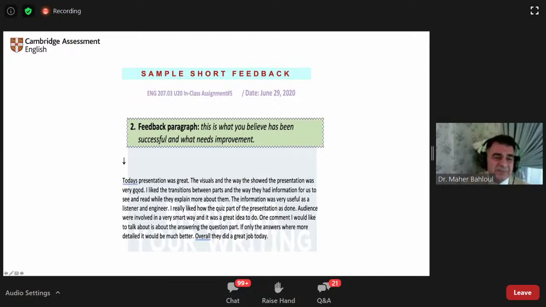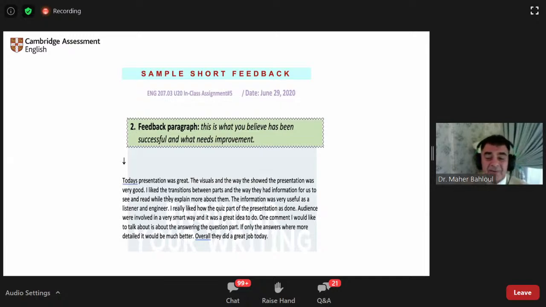We will see more of this. Today's presentation was great. The visuals and the way they showed the presentation was very good. I like the transitions between parts and the way they had information for us to see and read while they explained more about them. The information was very useful as a listener and engineer. So you can see that as a listener and engineer, and the information was useful, they connect, they relate, they try to kind of introduce, be active, really listeners.